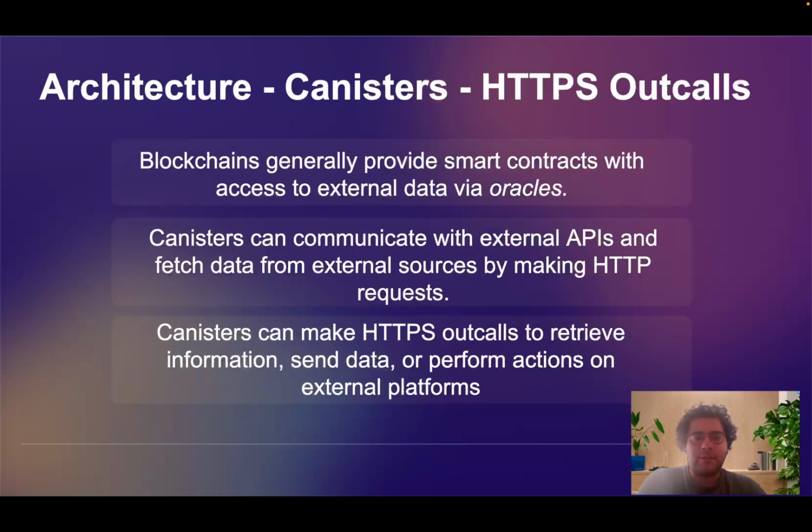HTTPS outcalls. Normally, blockchains provide smart contracts with access to external data via oracle bridges. But on the Internet Computer, we have HTTPS outcalls as a default property. So there's no need for oracle bridges, because canisters can communicate with external APIs, and they fetch data from external resources by making HTTP requests.